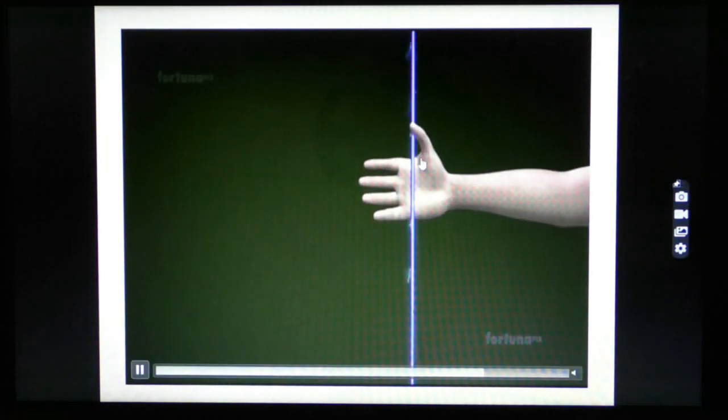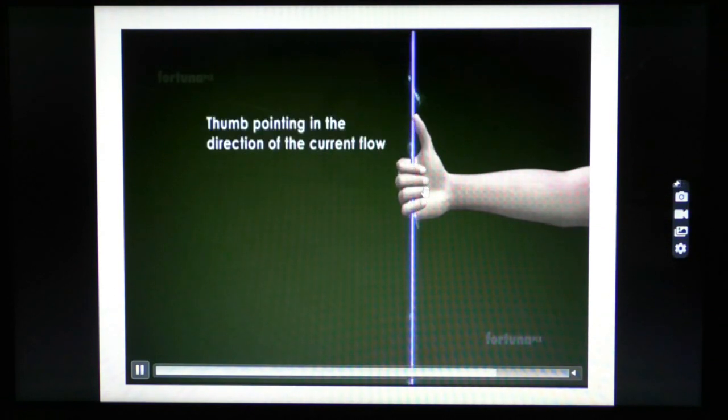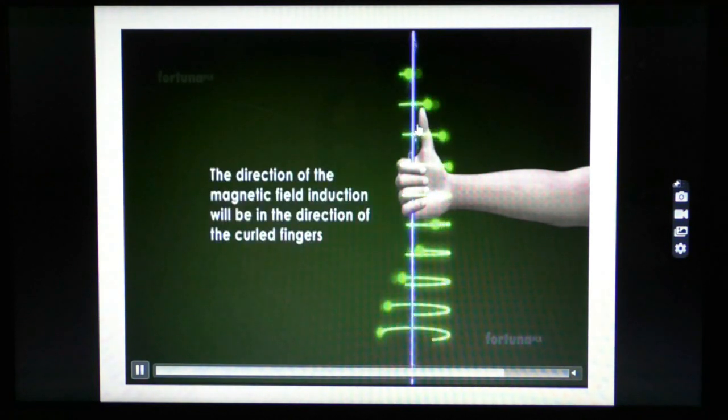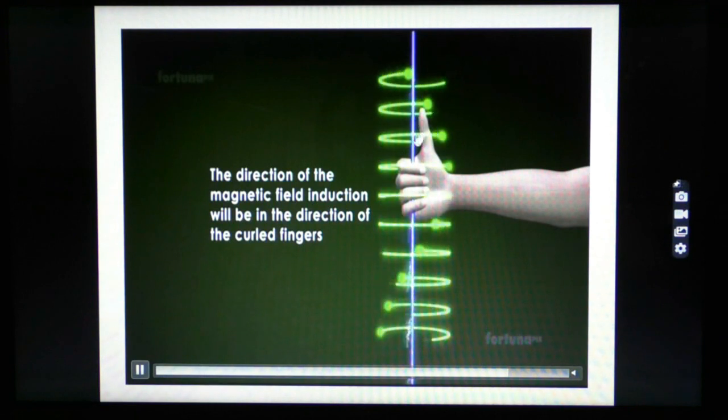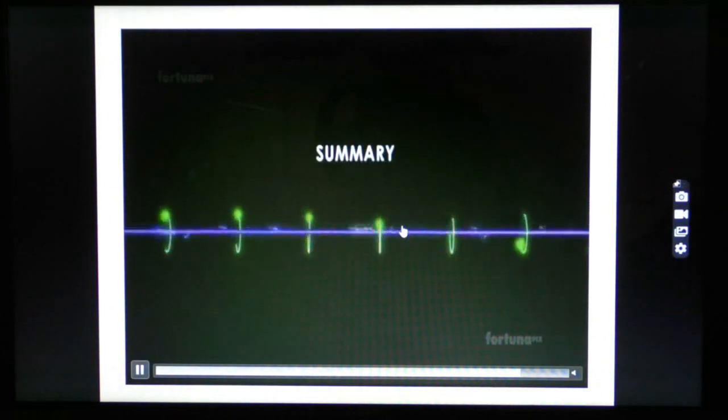The direction of the current could be determined by the right hand rule. Curl the fingers, grab the wire in your hand, and stretch the thumb, which indicates the direction of the electric current, and the direction of magnetic induction will be in the direction of the curled fingers.